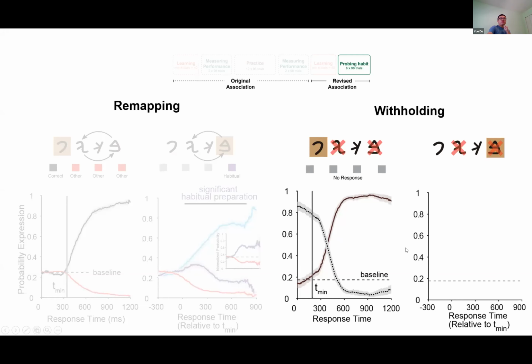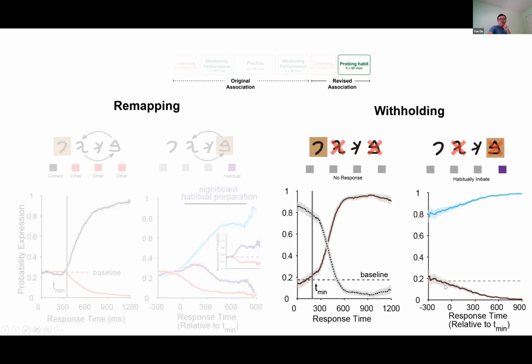So again, there are two types of response to the revised stimulus. The first one is whether they correctly withhold the response according to the revised association they learned. The other one is they habitually initiate the response, even though the stimulus does not require one right now. Because the probability is always lower than the baseline chance level, there's no habitual initiation with respect to this arbitrary visual motor association they learned.